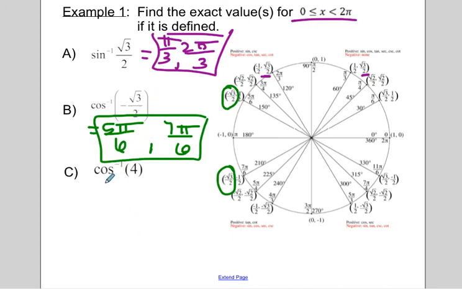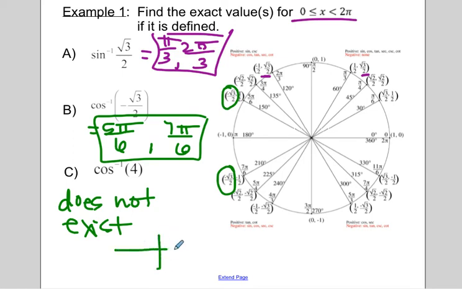Then I get to cosine inverse of 4. I don't see an x value of 4 on here. And will I ever have a cosine value of 4? No, this does not exist. The reason being is, do you guys remember graphing it? We started up here and it looks like this. And it goes all the way up to 1 and all the way down to -1. Will it ever go all the way up to 4? No. So this is a no solution. Or you could say undefined or doesn't exist.